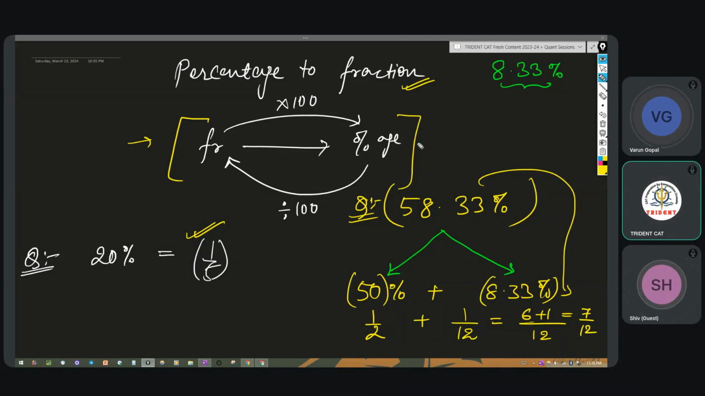Percentage to fraction conversion ka algorithm. This is a simple idea. It's not even an algorithm or a formula. It's just an idea.